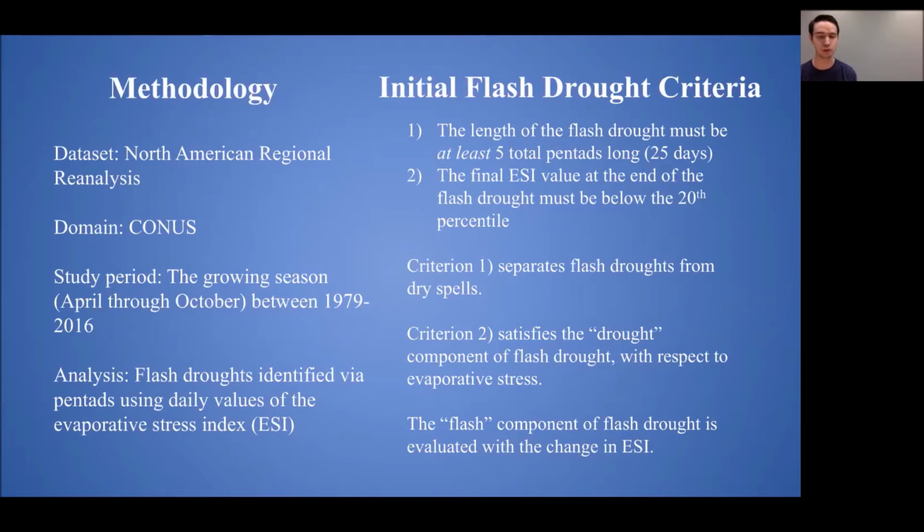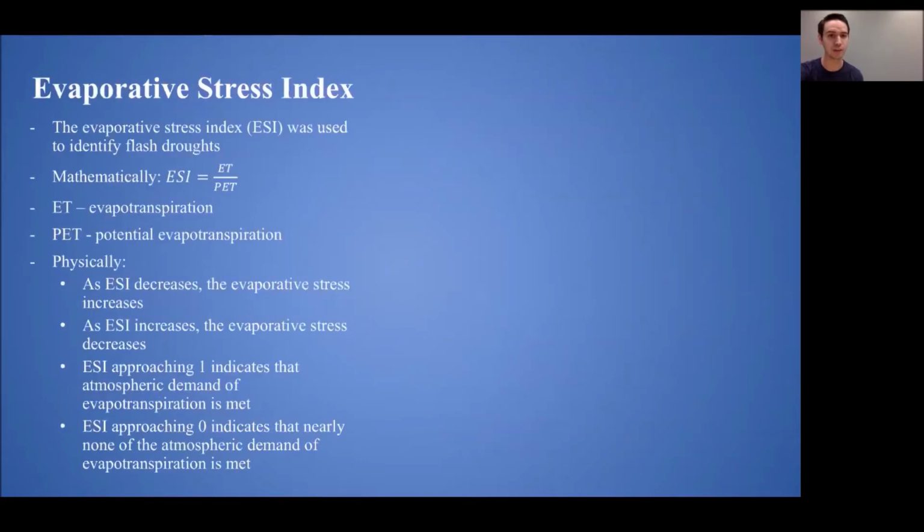The second characteristic is that we want to define, obviously, a drought component of the flash drought. Using ESI, the final value of the ESI in a flash drought had to be below the 21st percentile with respect to a grid point and time of year. Next comes the flash component, the rapid intensification into drought conditions, and defining that with ESI.